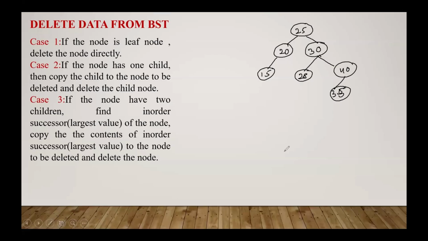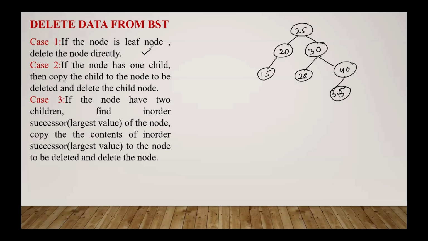So next one is how to delete an element from a binary search tree. There are three cases. If the node is a leaf node, simple, we remove the node directly. If the node has one child, then copy the child to the node to be deleted and delete the node. If the node has two children, then find the in-order successor of the node and copy the content of the in-order successor to the value to be deleted.